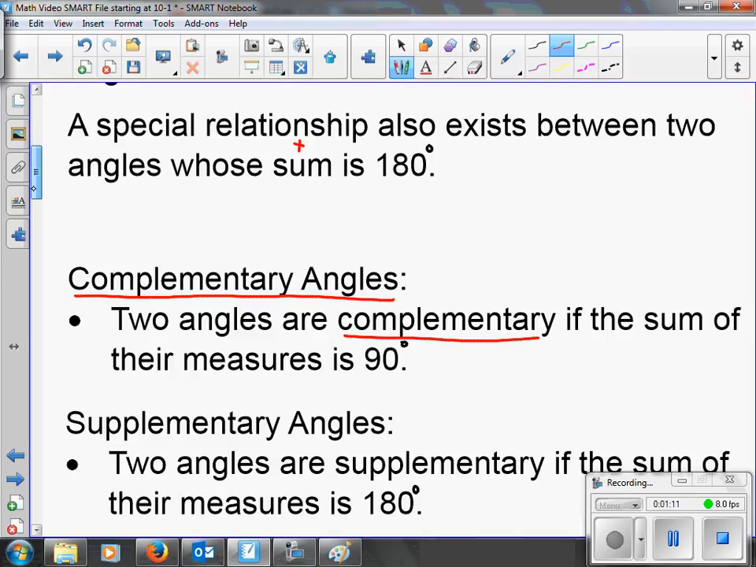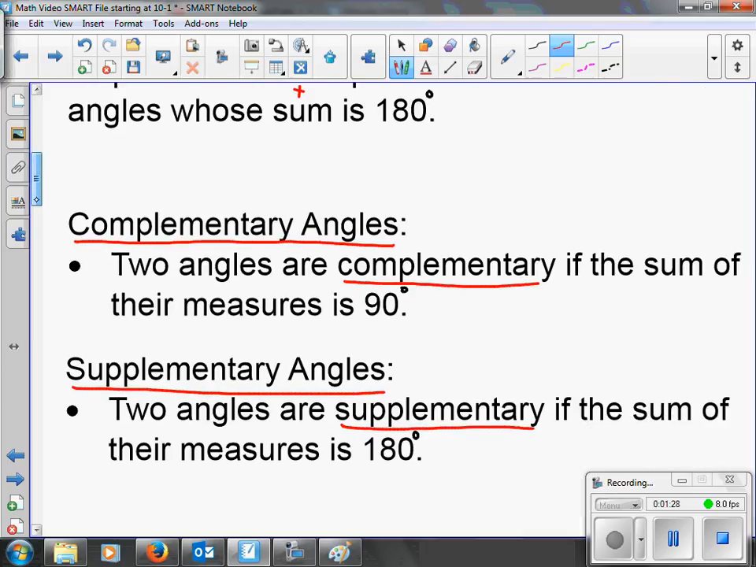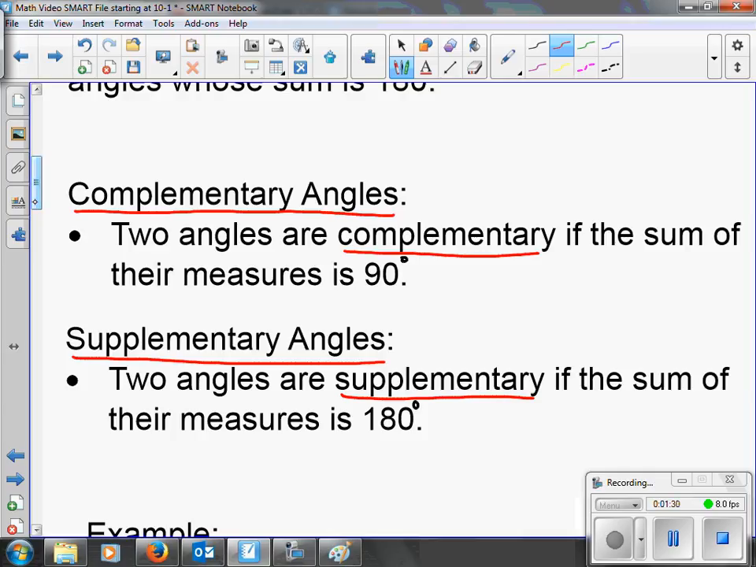And then the other special relationship is supplementary angles. Two angles are supplementary if the sum of their measures is 180 degrees. And people go, well, how do I keep track of them? How do I remember complementary is 90 and supplementary is 180? Well, this is the trick that I tell my students: complementary starts with a C, and that comes first. So that will be 90 degrees because that comes first.